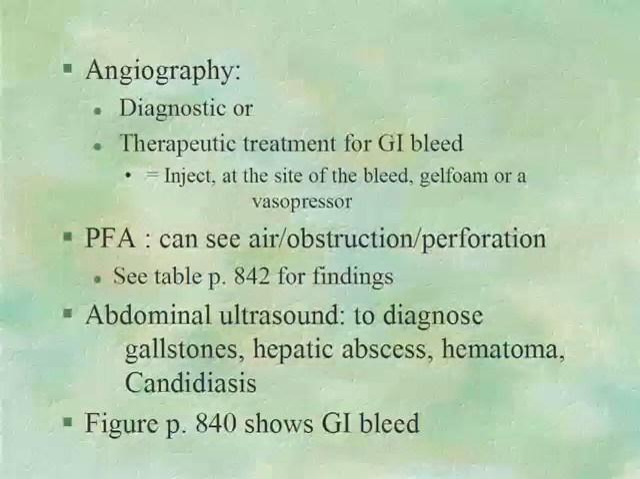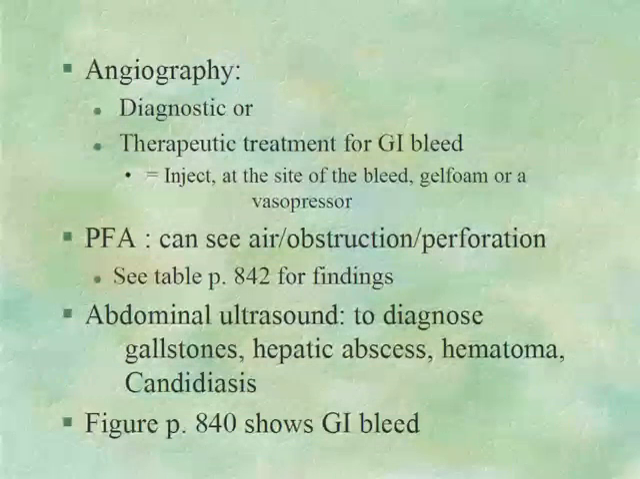Angiography can be either diagnostic or therapeutic for treatment for a GI bleed. Angiography is used to evaluate the status of the GI circulation. It can also be done to achieve transcatheter control of a GI bleed, which is where they would inject at the site of the bleed gel foam or a vasopressor. It can also be used to evaluate cirrhosis, portal hypertension, intestinal ischemia, and other vascular abnormalities. Complications are the same as those for a cardiac cath, but they usually use the femoral artery for access. There's a figure on page 840 that shows a GI bleed, what it looks like on the exam.